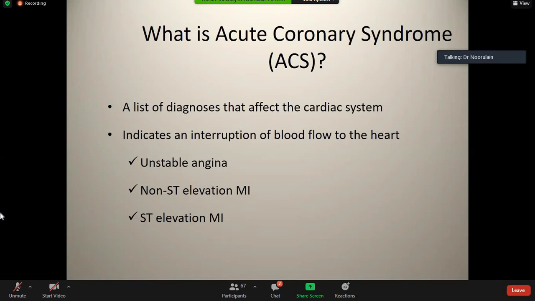Okay, what is the acute coronary syndrome? A list of the diagnoses that affect the cardiac system and indicate an interruption of the blood flow to the heart. Unstable angina, and the ST elevation MI.